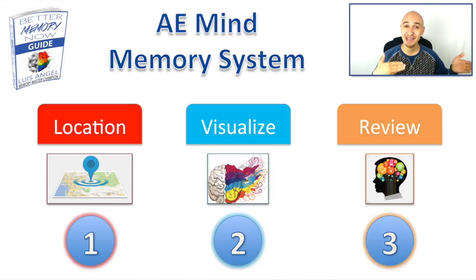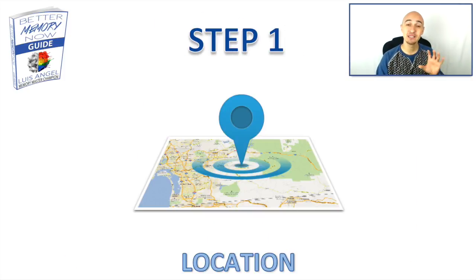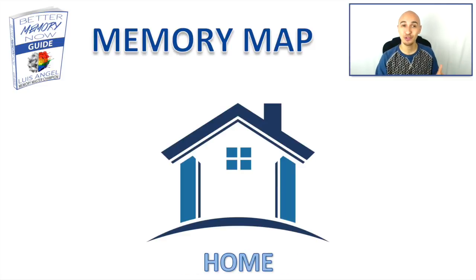So we're gonna actually use the memory system to memorize a sequence of 10 digits. Step 1, as you already know, is you need a location. So you need to store that somewhere. If you haven't seen the memory map video where I walk you through how to create house locations, make sure to watch that down below, because that's essential for you to be able to memorize a number sequence in order.